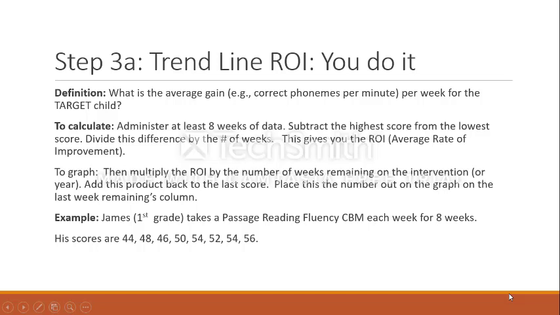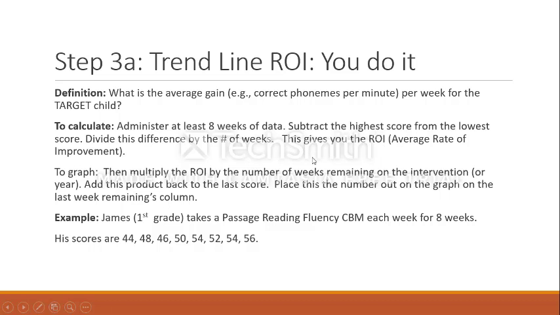So you have been able to develop the graph, just make a really basic graph and plot basic data. But the data is kind of meaningless without some way of interpreting it. Right now you have kind of a jagged sort of data going on. And what we really want is some sort of trend line. So what you need to do is figure out what is the average gain per week for the child. So you would need to administer at least 8 weeks of data, subtract the lowest score from the highest score, divide this difference by the number of weeks. So this gives you your rate of improvement.